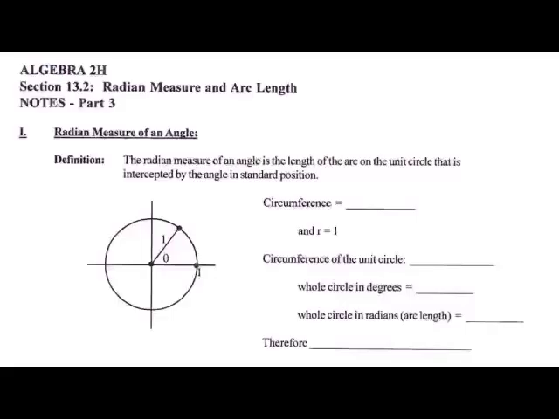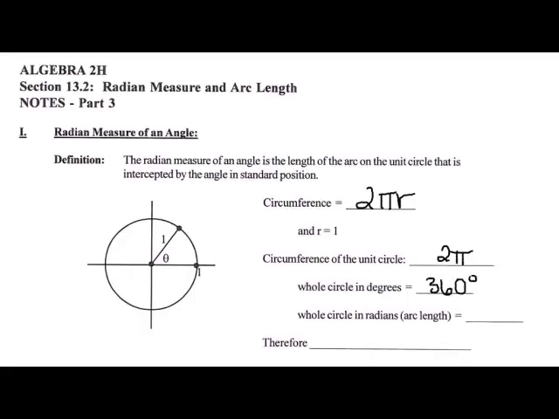So I want you to think about the circumference of the circle. If you remember from geometry, the circumference is 2 pi r, and that's all the way around the circle. In the unit circle, if r is 1, if we plug in 1 for r, then we just get 2 pi. So the circumference of the unit circle is 2 pi. If we think about in degrees, if we go around the whole circle in degrees, it's 360 degrees.